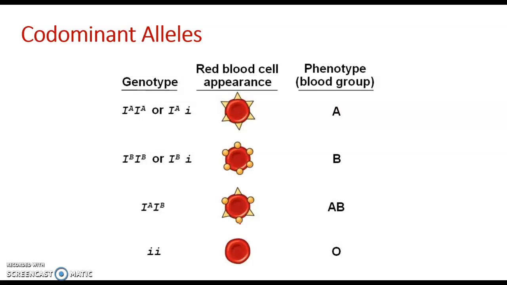Within blood type, though, you also have an example of complete dominance, because A and B alleles are both completely dominant to the O allele. So you have to know which ones are codominant and which ones are completely dominant. And that one is a bit tricky. You get a chance to explore that a little bit more in your lab for this week. So that's an example of codominance.